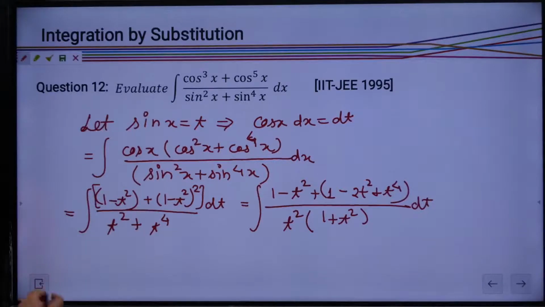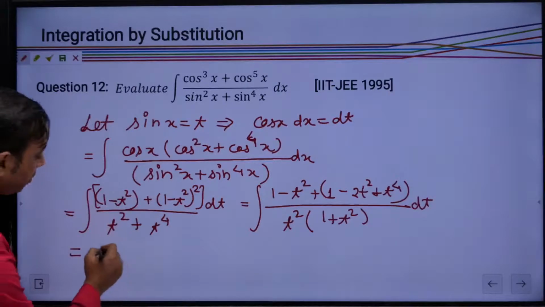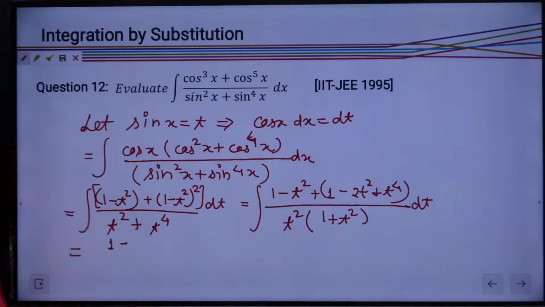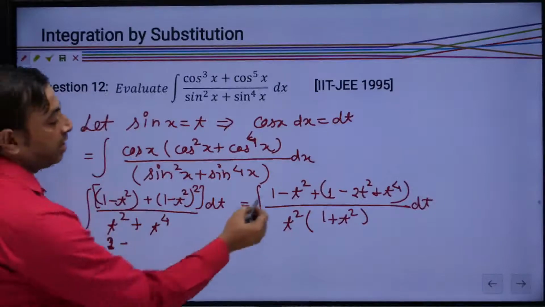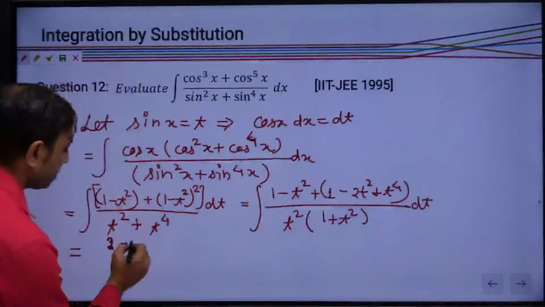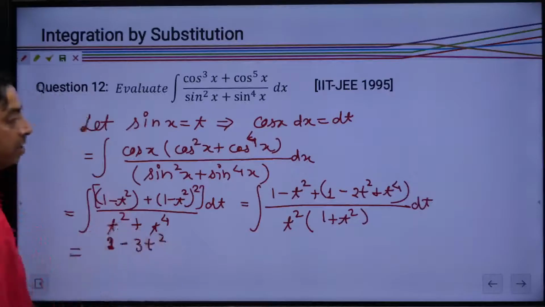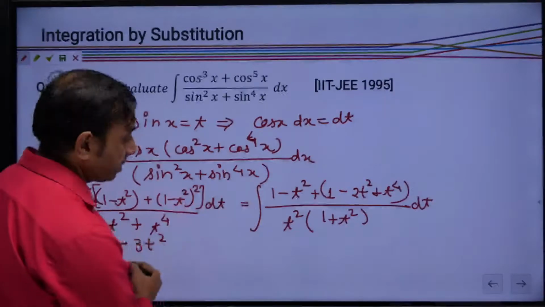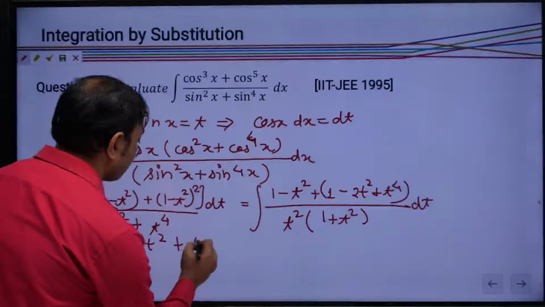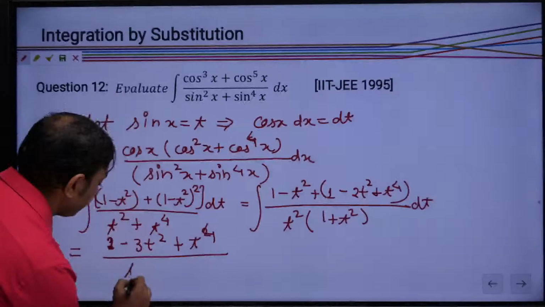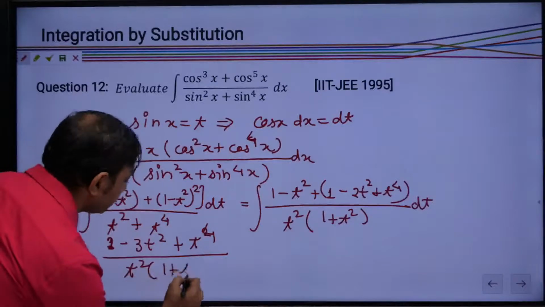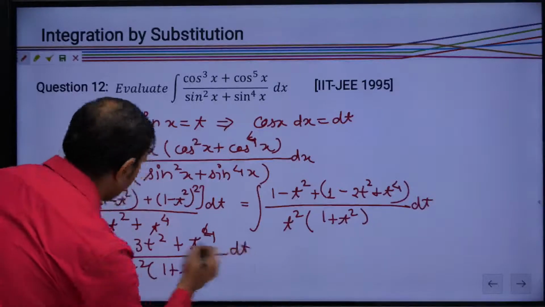Now for the next step, we can simplify the numerator a little bit and we receive 1 plus 1, which gives 2 as constant, and then t square minus 2t square is minus 3t square, and then we have plus t to the power 4, and it is divided by t square (1 plus t square) dt.